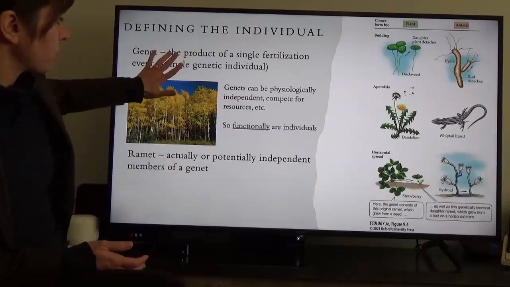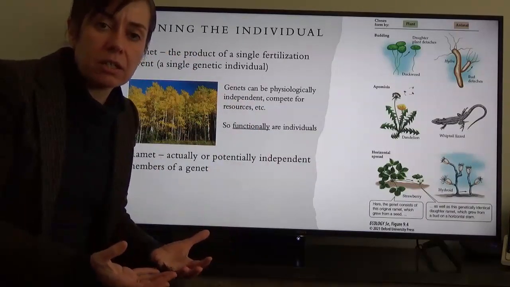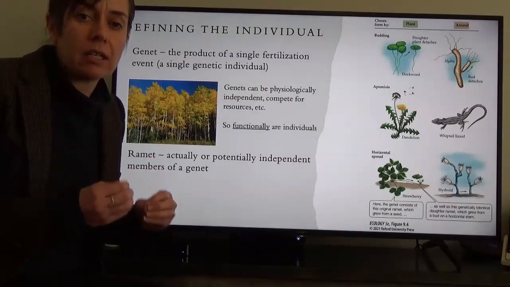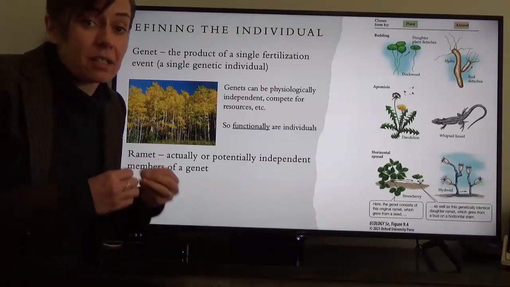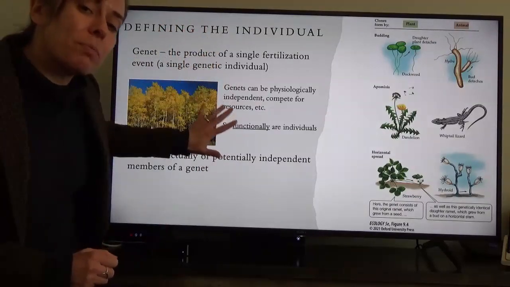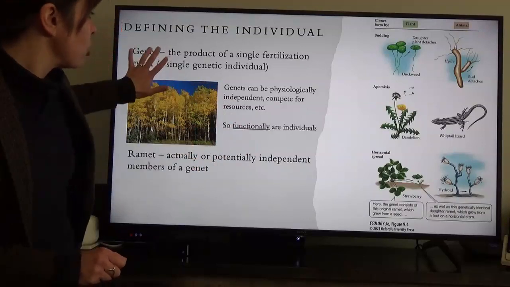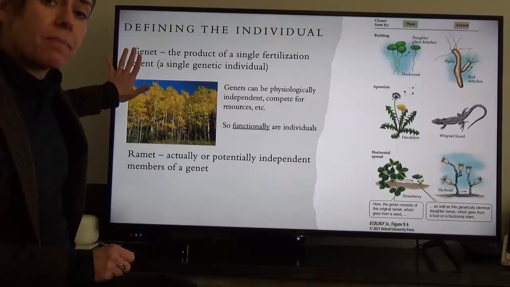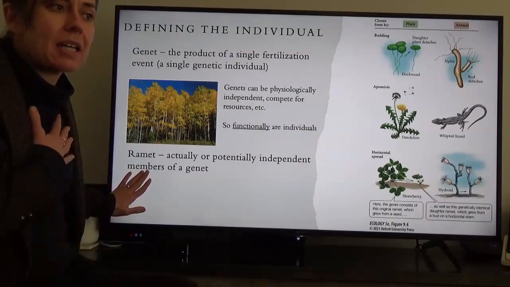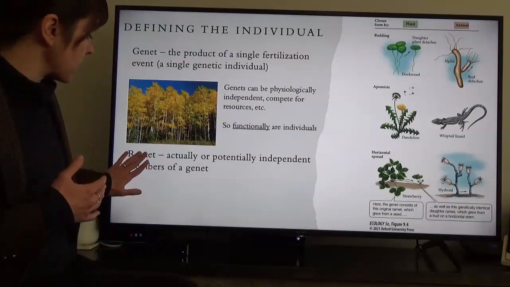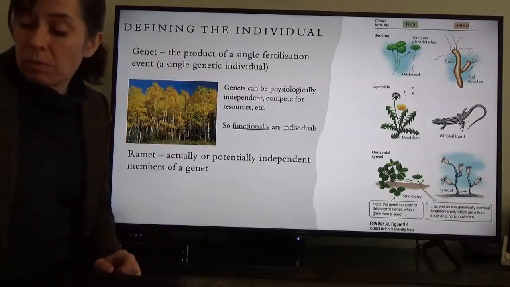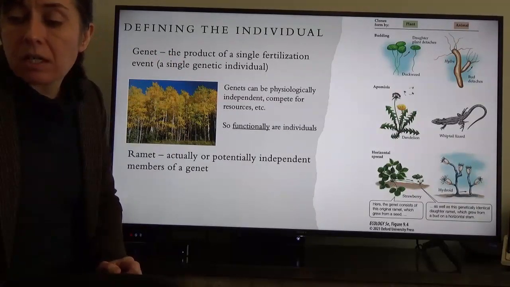Okay? So the genet is all of the genetically identical individuals. The ramet refers to those functionally independent members of that genet that can interact with one another and in fact compete for resources, etc. Okay, so again, depending on your biological question, depending on what you're looking at, you may use this as your definition of individual, or you may use this as your definition of individual. Again, as an ecologist, I often use this as my definition, but there are lots of instances where the genet is going to be your topic of interest.